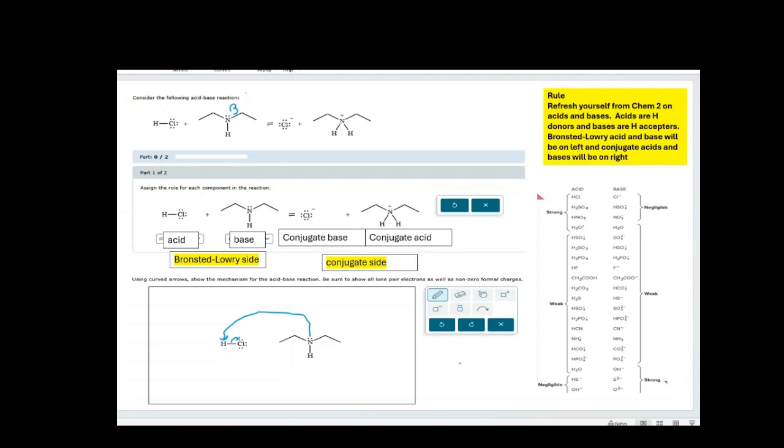Fairly simple. You identify your acid and base, your conjugate acid and base, and then you just draw it for part two, just the mechanism. So an arrow going from the base to where the hydrogen is located, and then one more arrow which shows that the bond is being broken and that the lone pairs are going back to the chlorine, or whatever element, molecule, or compound that you'll have in your question.